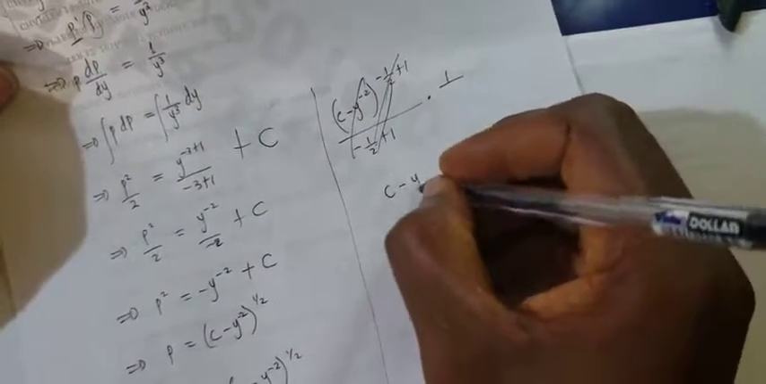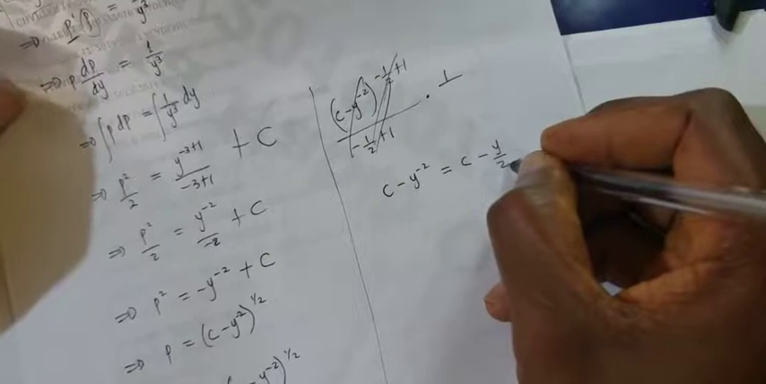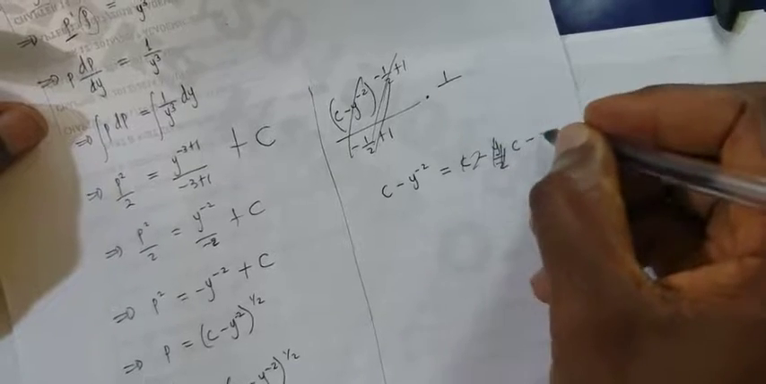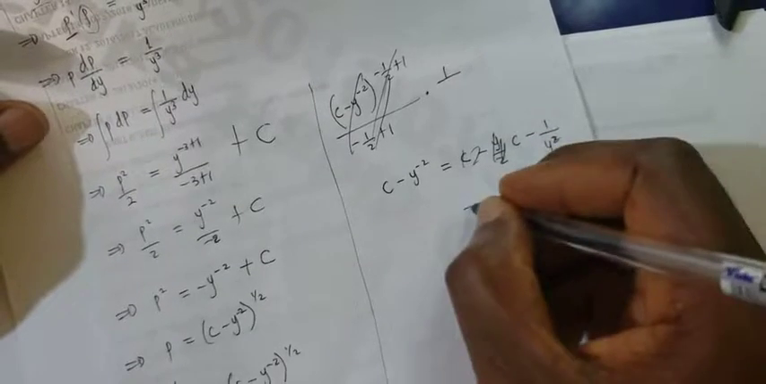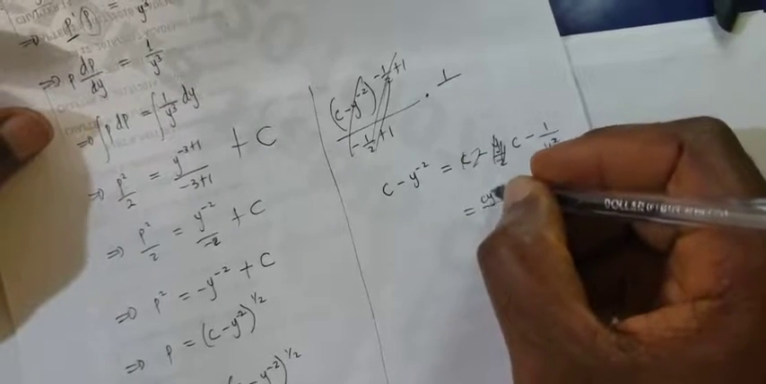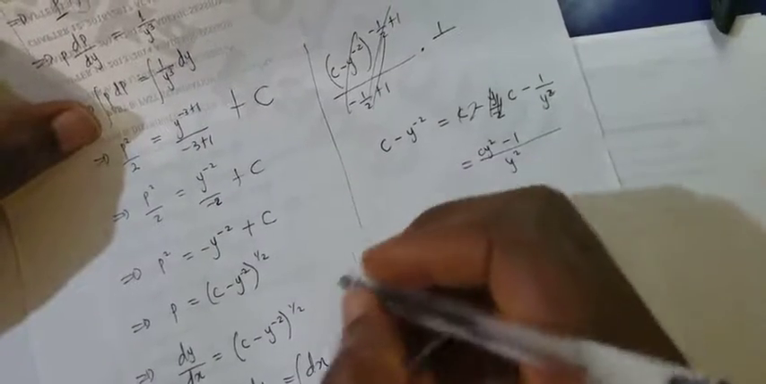Let me check this again. Let's try to simplify this in another way. For instance, this c minus y raised to power minus 2, that is c minus 1 over y squared. So we can put this as equal to y squared into c y squared minus 1. Okay, so if I have that, I can use that here instead. So instead of this raised to power minus 1, I'm going to have something like this.